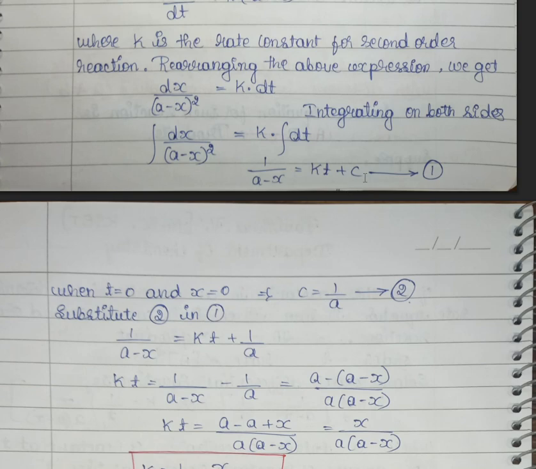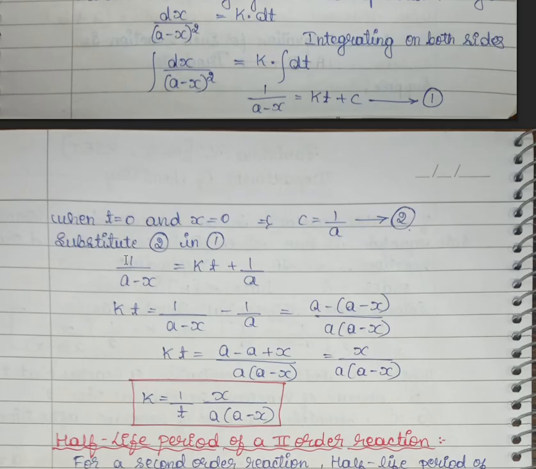In order to derive the expression for integration constant, consider the reaction at t is equal to 0. At the time t is equal to 0, before starting a reaction, x is also equal to 0. Then substituting in equation 1, we will get c is equal to 1 by a. Substitute equation 2 in 1, we get 1 by (a minus x) is equal to kt plus 1 by a.